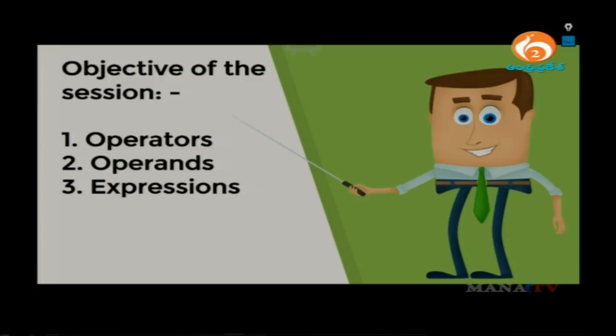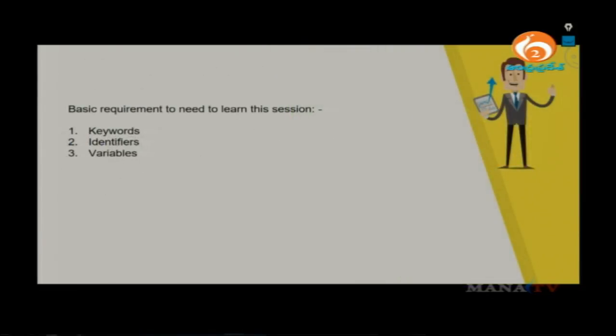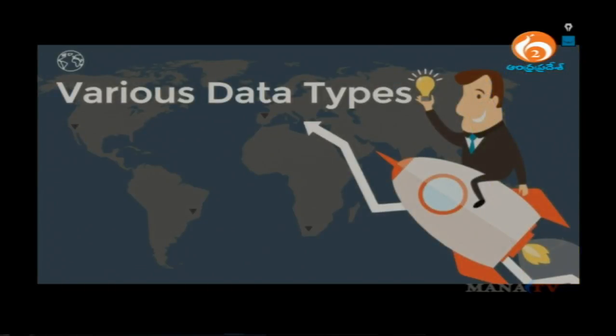Before proceeding, you have to be a bit good in these particular concepts. The objective of this session covers operators, operands as well as expressions. To work with these concepts, you have to be good in three perspectives: keywords, identifiers as well as variables. These are the three concepts you have to be good at. Once you are good at them, we will learn about today's topic: what are the data types which we have in the current day's first session?